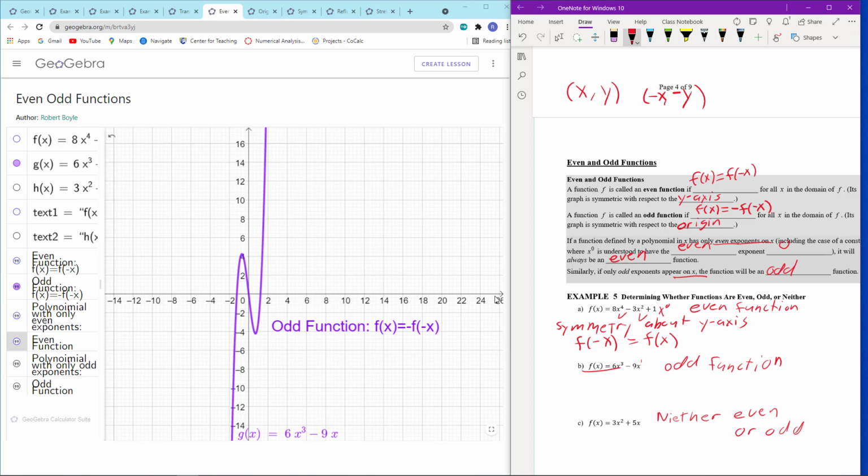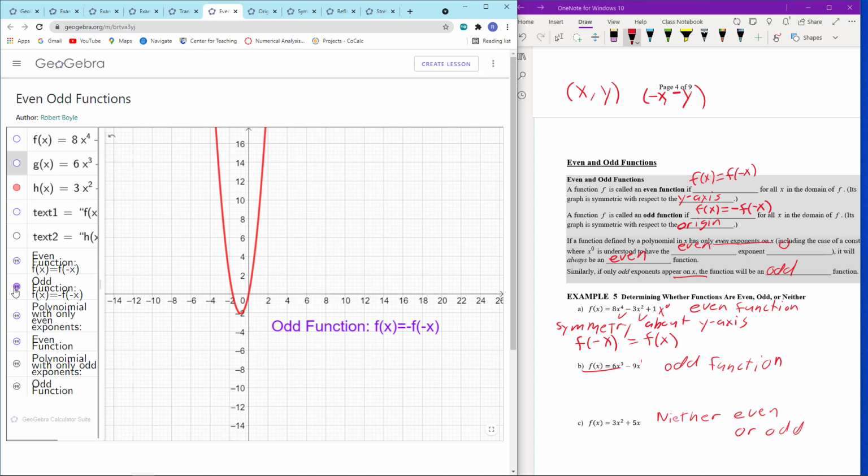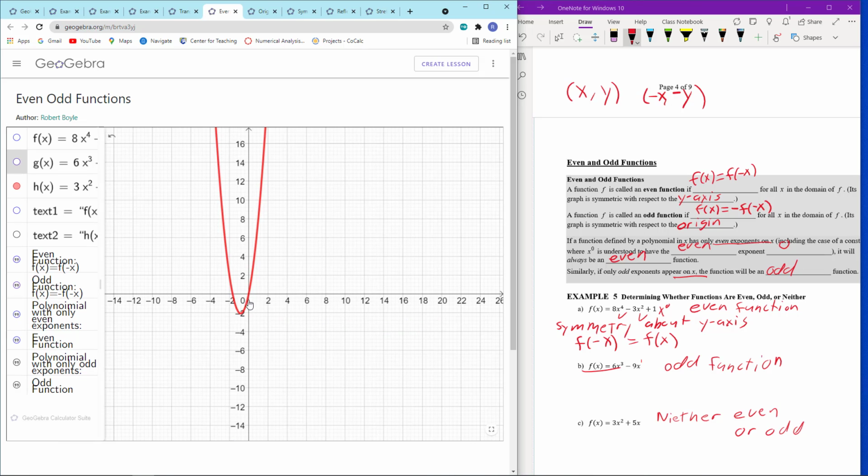And if you don't believe me, this is a graph of that particular function. Notice that this function is neither even nor odd. There is no symmetry about the y-axis, and there is no symmetry about the origin.